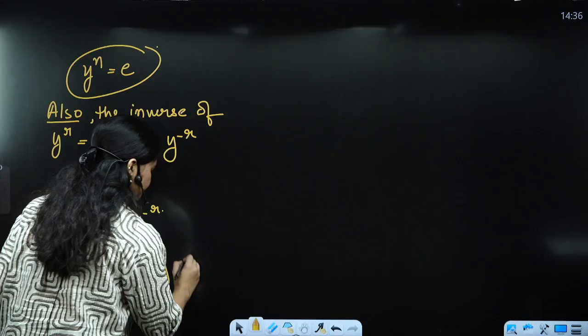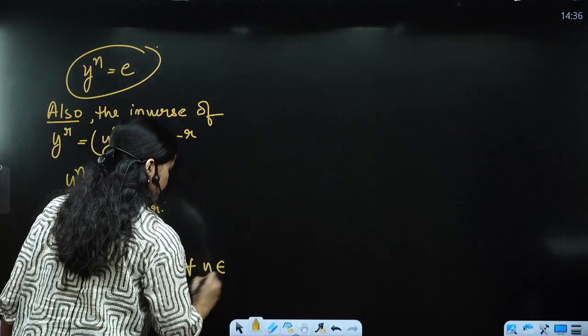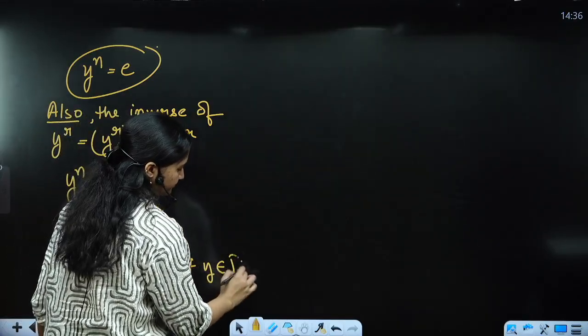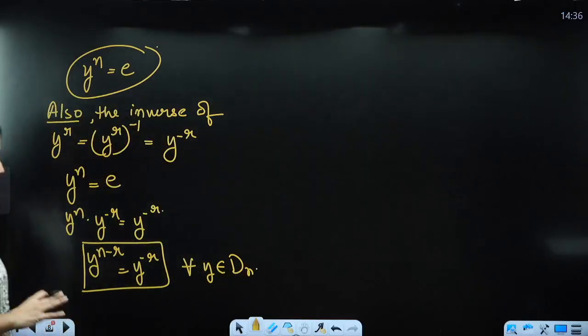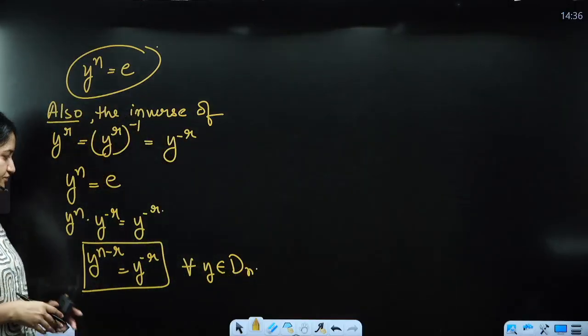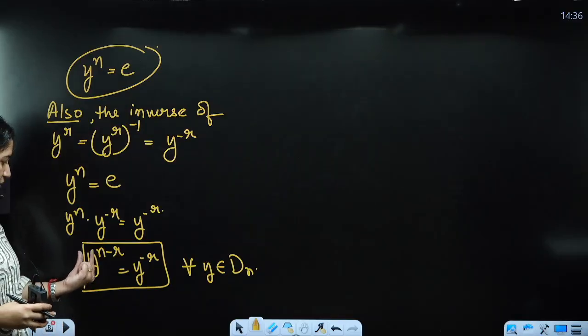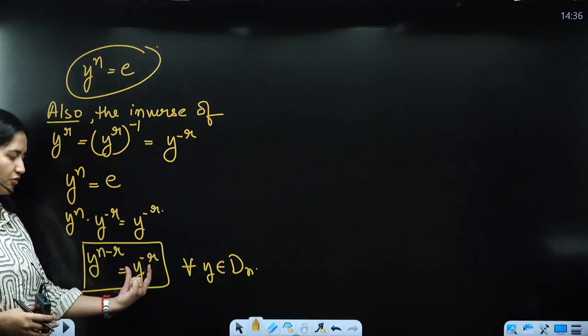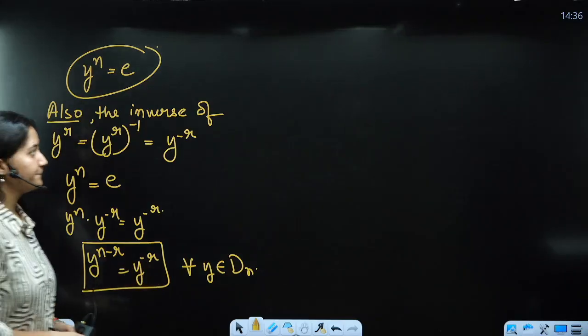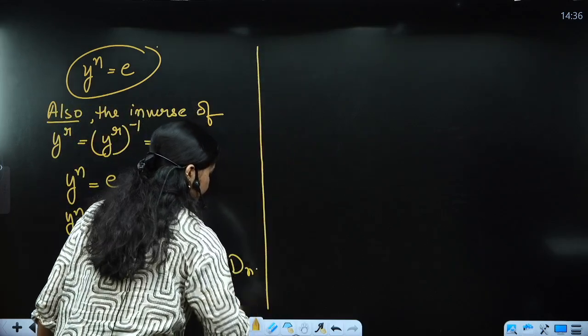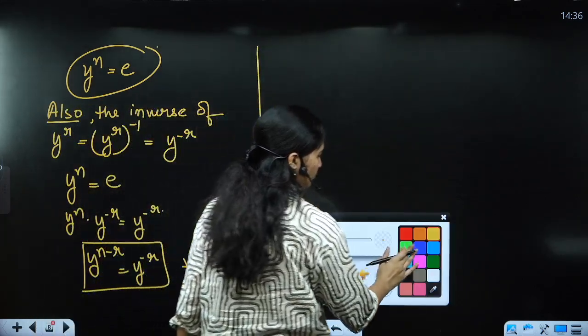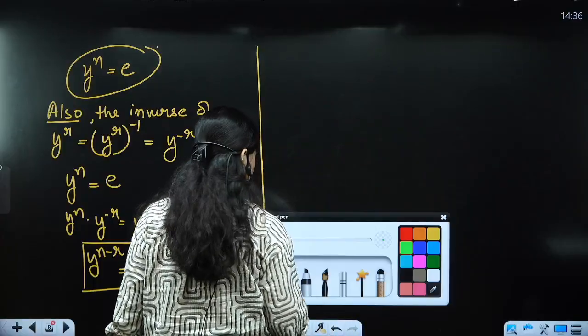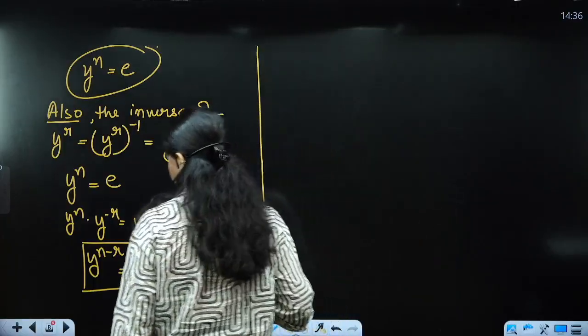So from here we can say that y raised to the power n minus r is going to be the inverse of the element of the form y raised to the power r, right? It may look confusing right now, don't worry. Wait for the examples. Write it in green.